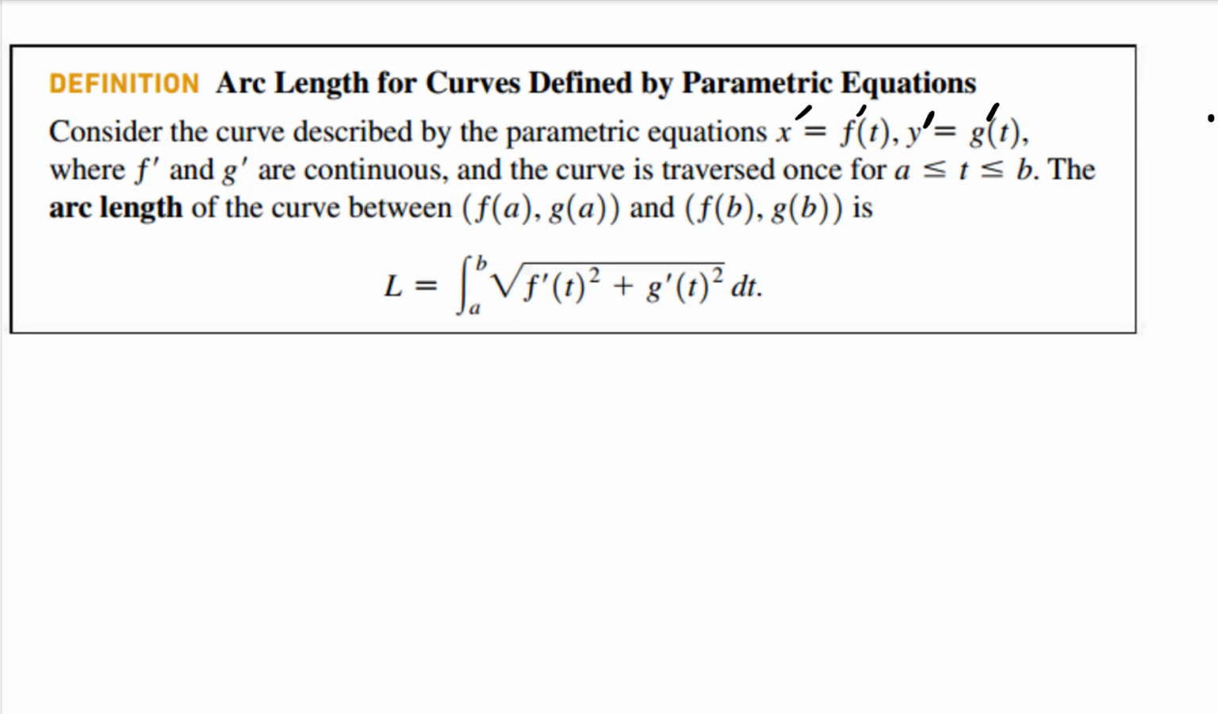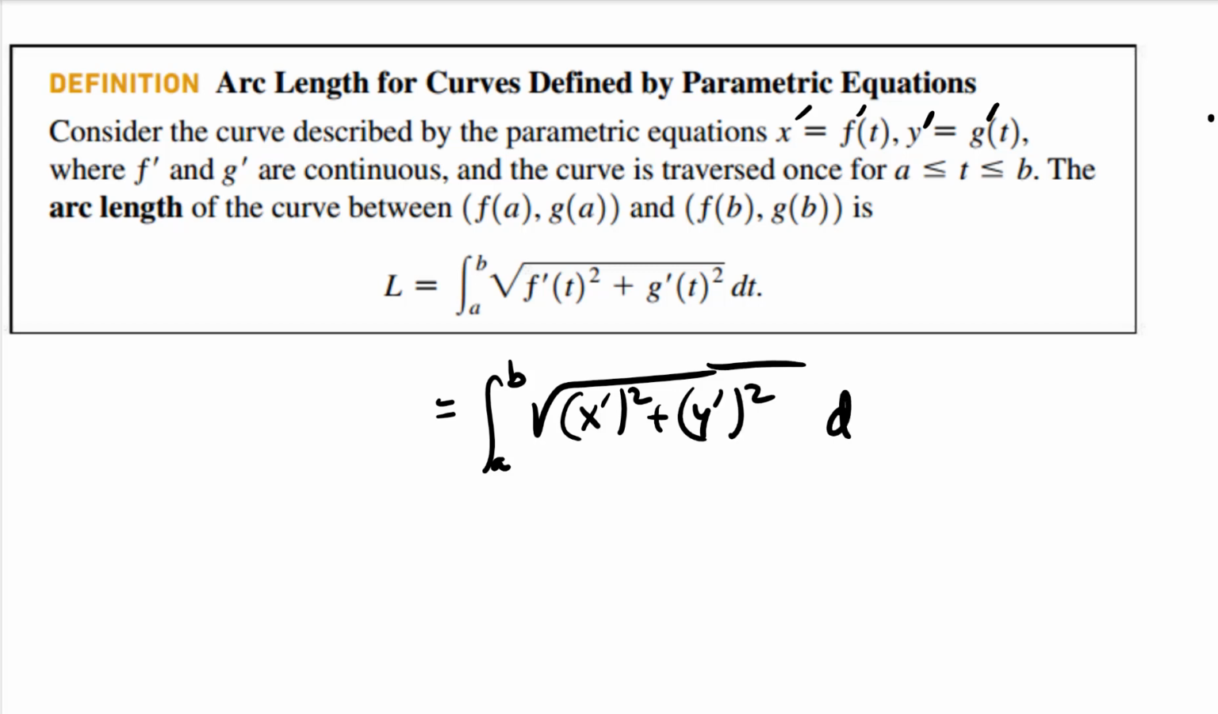So y prime is equal to g prime. Just make it a little simpler. So for myself, I look at this thing and I don't like all the y's or the f's. X prime plus y prime squared, just to make it a little less notationally dense. But I do like to keep that d at t, letting us know.